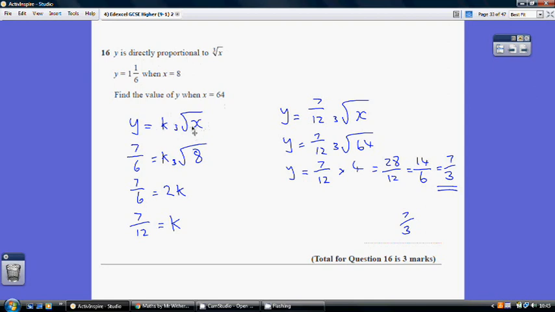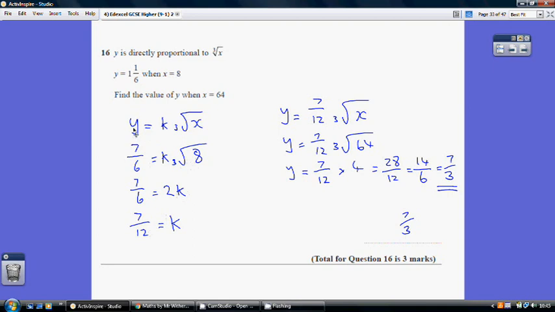Now, they're going to give you an x and a y to allow you to work out what k is. So they've told us when y is 1 1/6, which is 7/6, x equals 8. So we substitute these both in. And so we've got 7/6 equals k times the cube root of 8. Now the cube root of 8 is 2. So 7/6 equals 2k. Divide through by 2, we get k equaling 7/12.